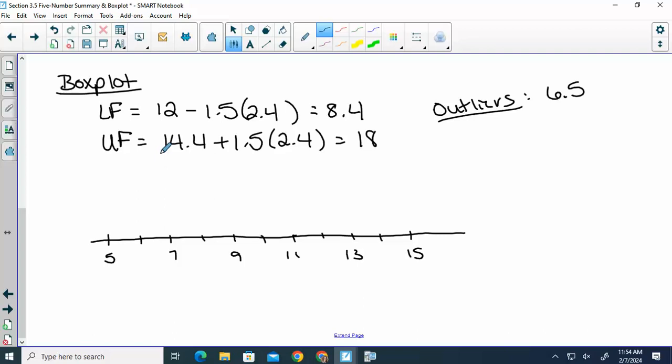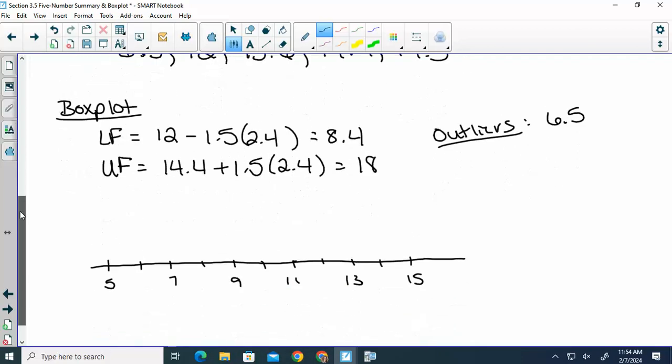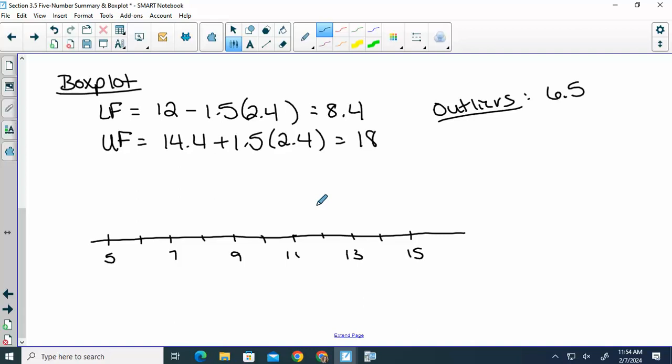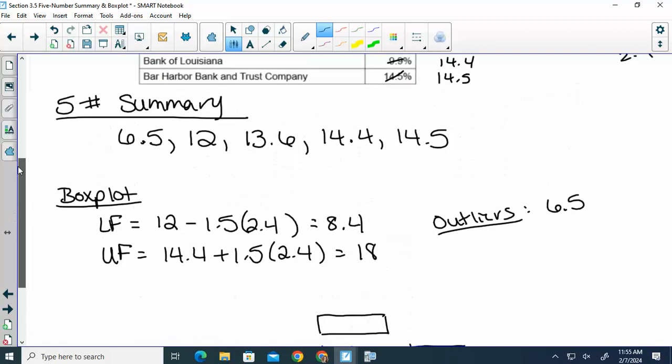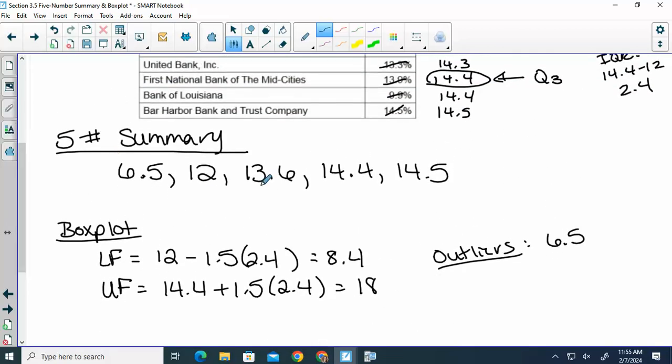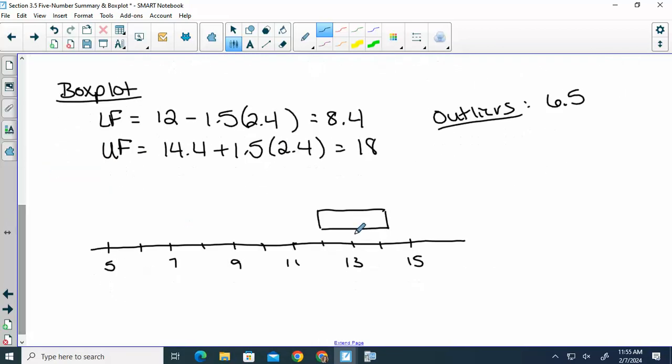So if we draw the box itself, the beginning of that rectangular box starts at 12 because that was my quartile 1. It ends at quartile 3, which was 14.4. And then you draw a line in the middle for your median, or your second quartile, which was 13.6.